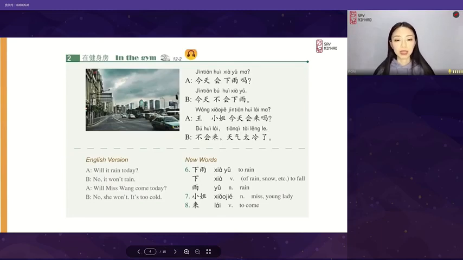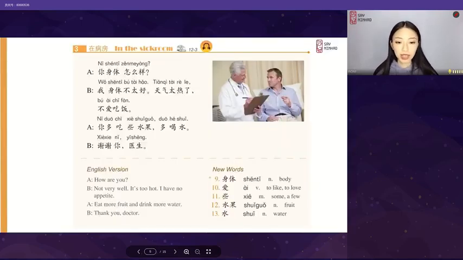Okay, now let's try to read in rows. I will be A and you will be B. 3, 2, 1. Okay, now let's switch the role. You will be A and I will be B. 3, 2, 1. Okay, very good. Now let's move on to text 3.